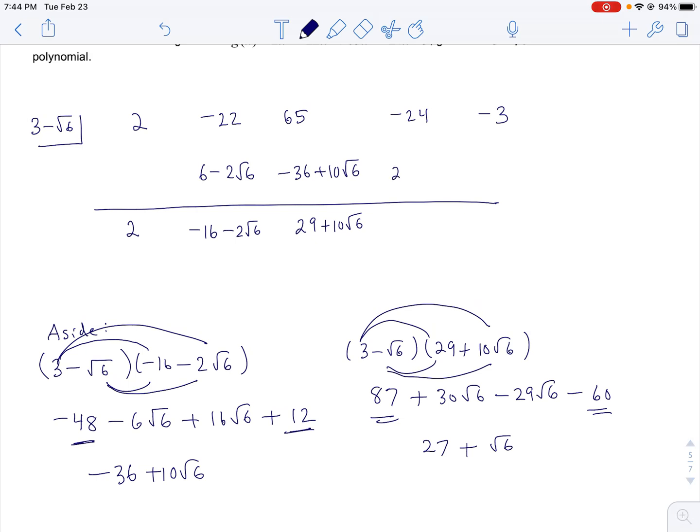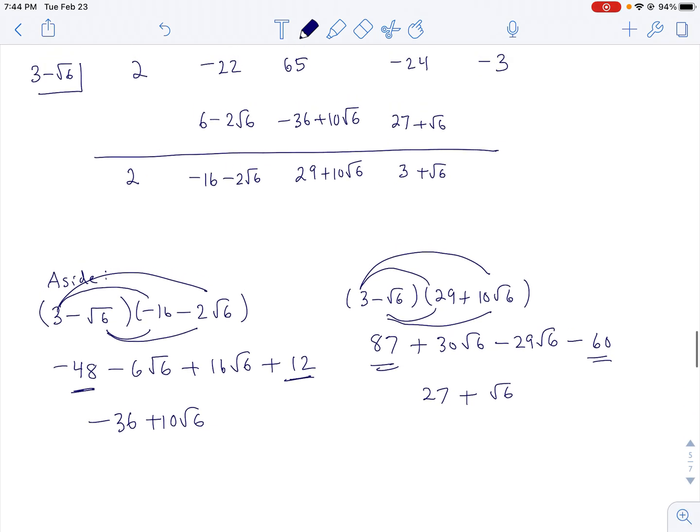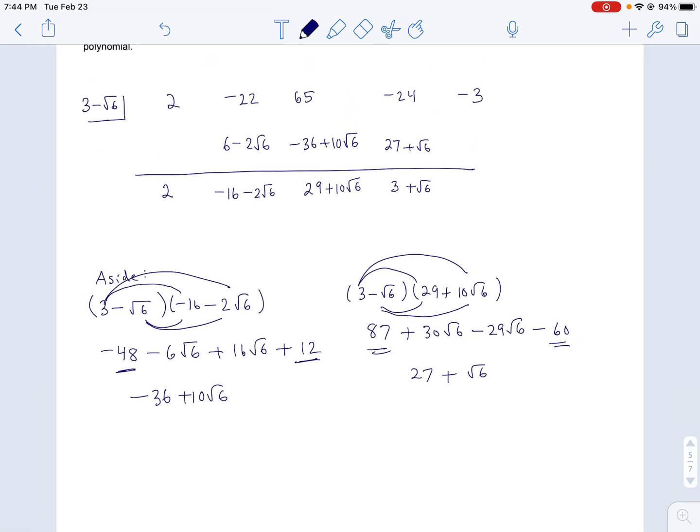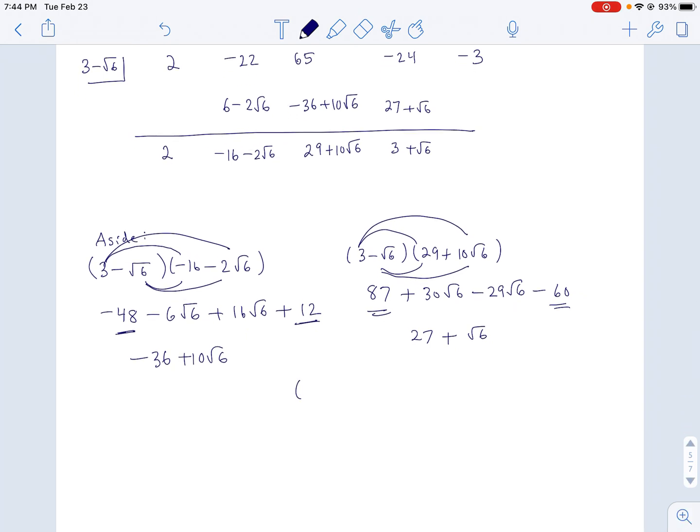So that goes up here, getting back into the synthetic division. If I add down, that's a 3 plus root 6. And then I got one more of these FOIL jobs. This one's going to be a little easier because you have a 3 minus root 6 times a 3 plus root 6. Those are conjugates, so 3 times 3 is 9.